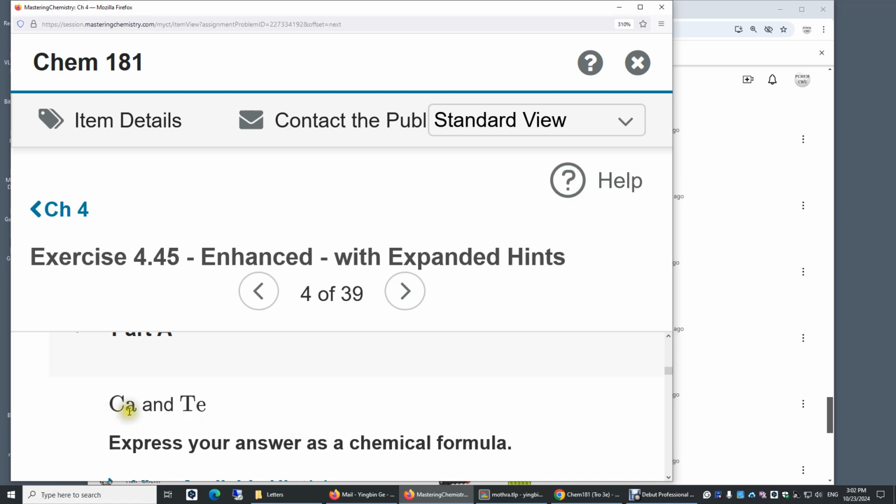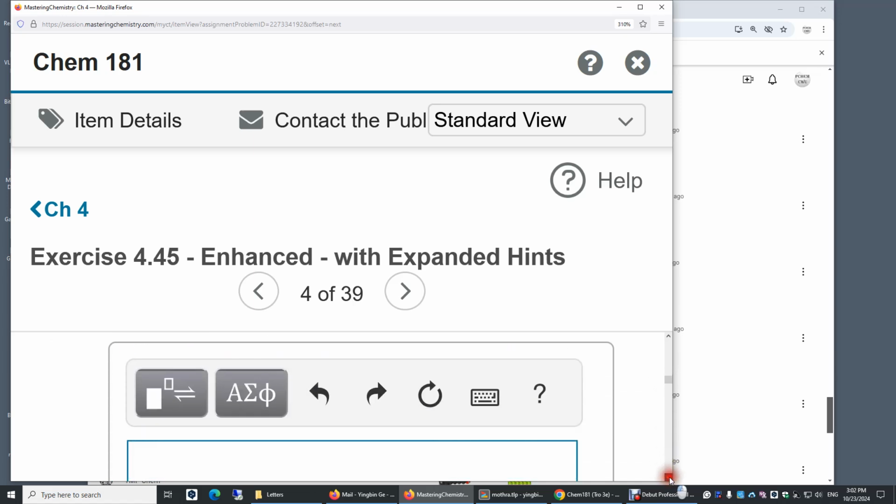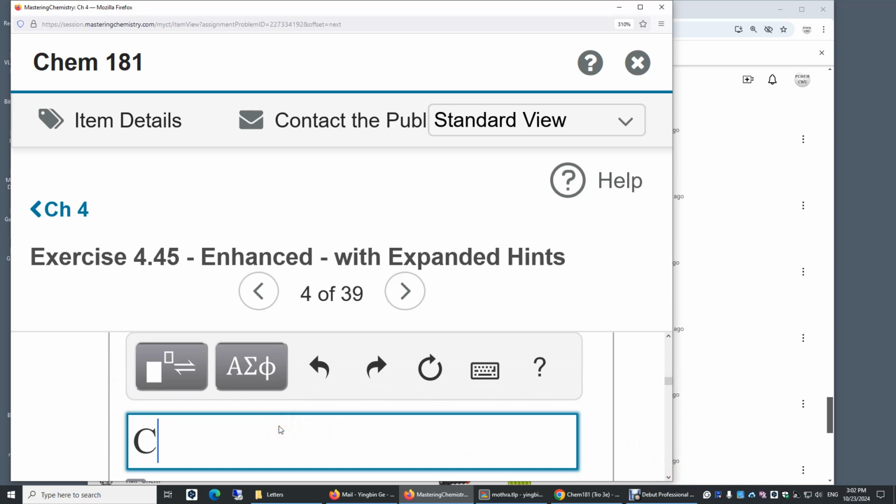Calcium is in the second column. Calcium would like to lose 2 electrons to form the electron configuration of argon. Te is element number 52. It's 2 electrons away from the electron configuration of xenon. So Te would like to gain 2 electrons. There's a balance here. Calcium gives away 2 electrons and Te gets 2 electrons. So the formula is simply CaTe.